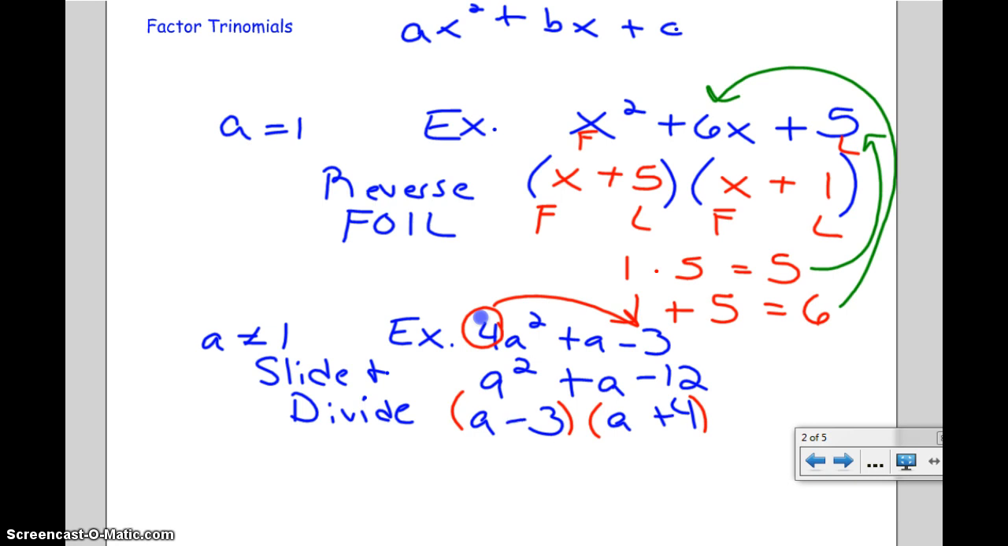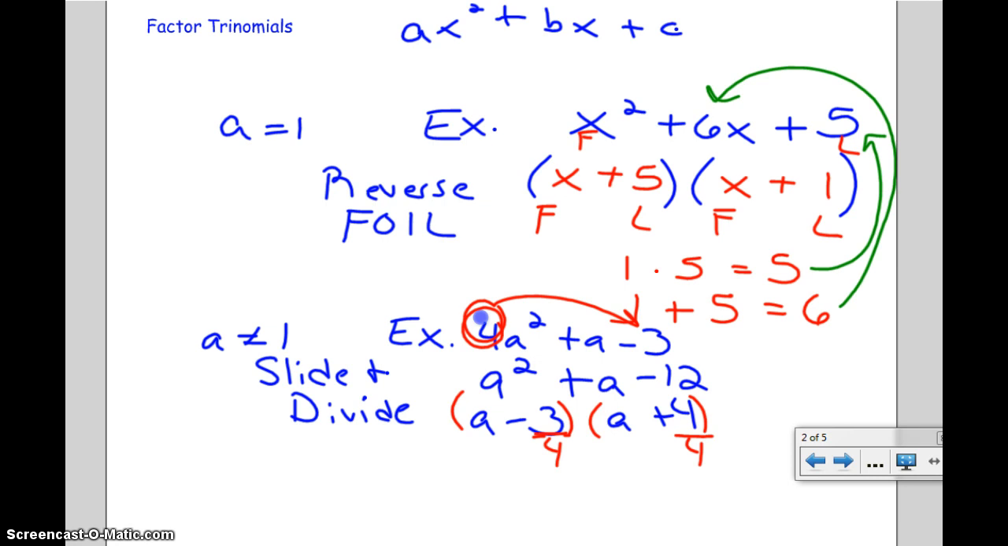This is great, I factored it, but my original problem had that 4 that I slid down. So if I slid this 4 down to multiply by the negative 3, I have to put it back in by dividing. So I always want to divide by what I slid by. Hence the name slide and divide. You have to slide it and you have to divide it later on.